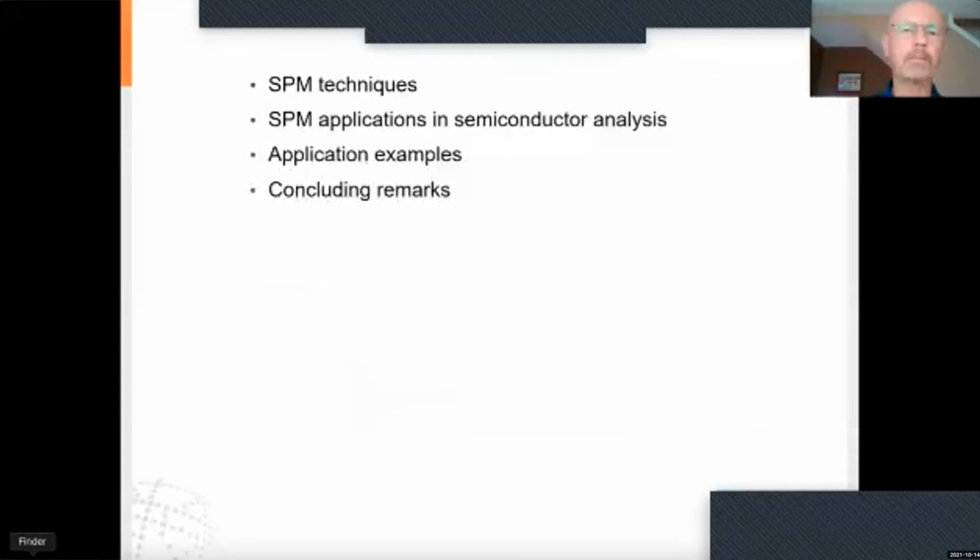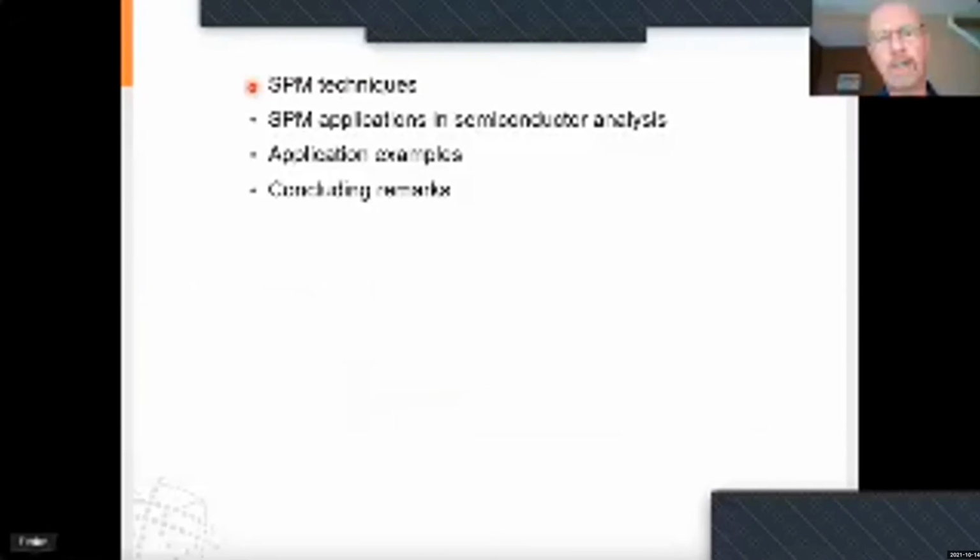So for today's talk, first I'm going to discuss SPM techniques, some of the techniques that have good applications for semiconductor analysis, and I'm going to talk about the actual application. I'm then going to proceed and give a bunch of application examples, examples where we've used some of these methods in successfully completing semiconductor device analysis, even on some state-of-the-art devices. And then I'll finish up with some concluding remarks.